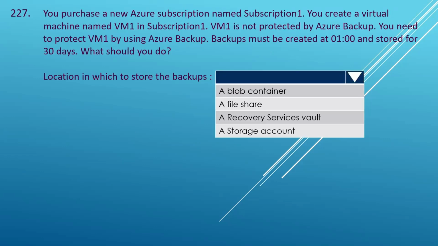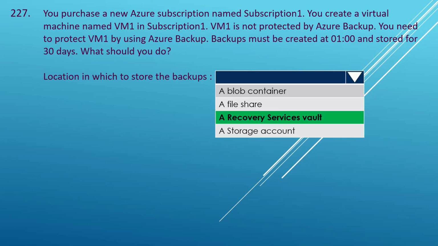Question number 227. You purchase a new Azure subscription named Subscription 1. You create a virtual machine named VM1 in Subscription 1. VM1 is not protected by Azure Backup. You need to protect VM1 by using Azure Backup. Backups must be created at 1 and stored for 30 days. What should you do? The first statement is location in which to store the backups. Your options are a blob container, a file share, a recovery services vault, a storage account. And friends, the correct answer here is a recovery services vault.